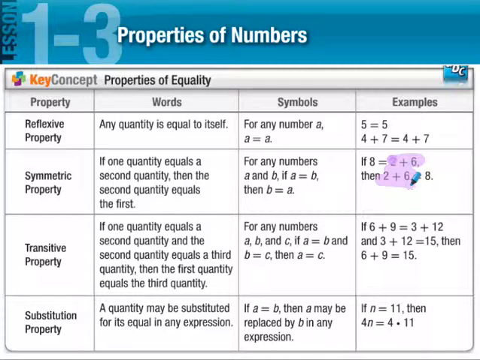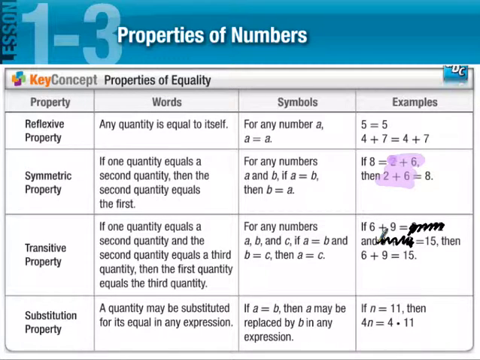Okay. Transitive. If one quantity equals a second quantity, and a second quantity equals a third quantity, then the first quantity equals the third quantity. So if I look at this, if 6 plus 9 equals 3 plus 12, and 3 plus 12 equals 15, then 6 plus 9 equals 15. So basically what I'm doing is I'm getting rid of those in the middle. Okay? Transitive means 3. So think about that. Reflexive, 1. Symmetric, 2. Transitive, 3.